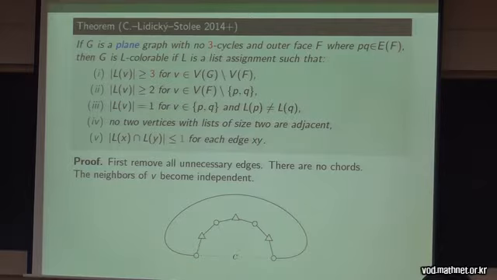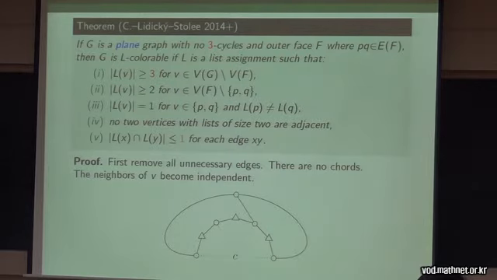Because once you choose this vertex to have color C, and once you remove color C here, and if you remove color C here, then these two vertices will not have a common color in their lists anymore. Right? Because they used to both have C, and your list assignment is 3, 1. So therefore, these two will automatically become independent after you remove all of the unnecessary edges.